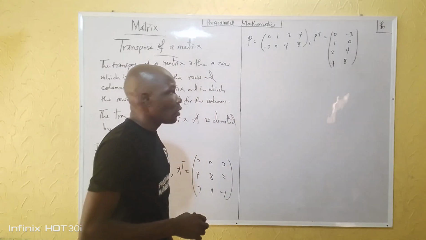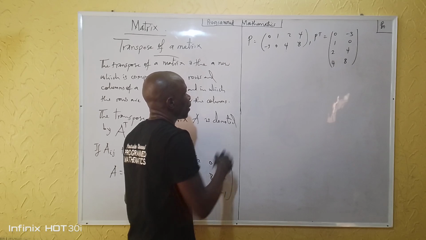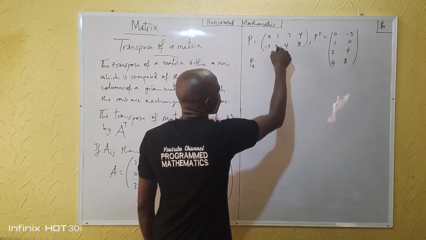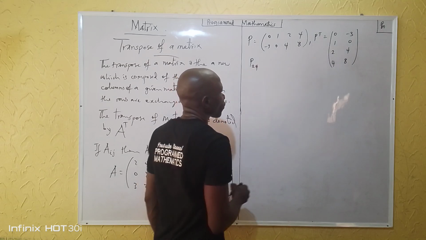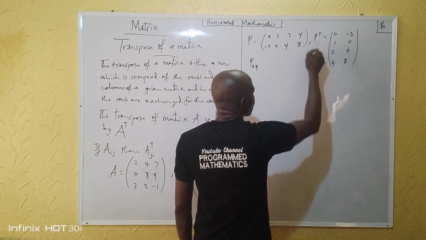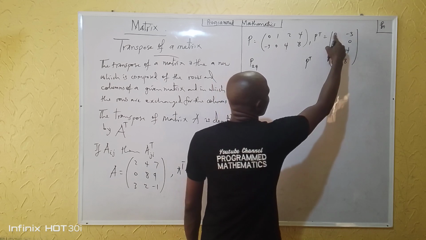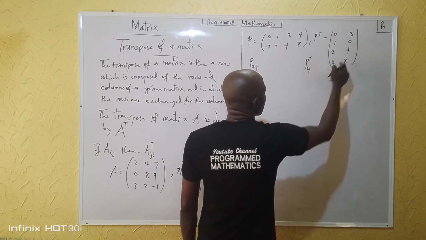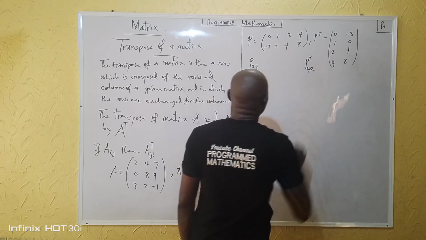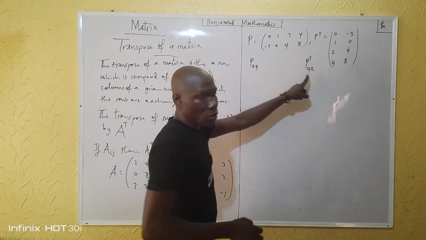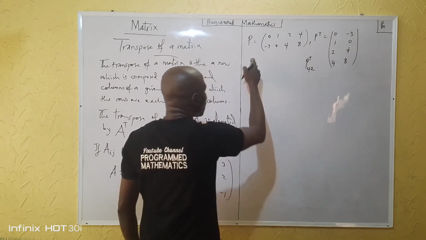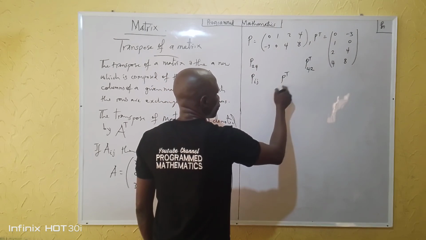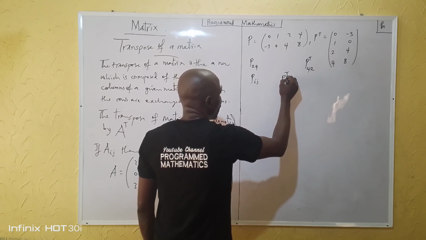Now, let's look at the dimensions of these two matrices. Matrix P is the matrix having two rows and 1, 2, 3, 4 columns. The transpose of matrix P has 1, 2, 3, 4 rows and 2 columns. So if you look at this, 2, 4, 4, 2. So if P is the matrix Pij, then the transpose of matrix P is the matrix Pji.